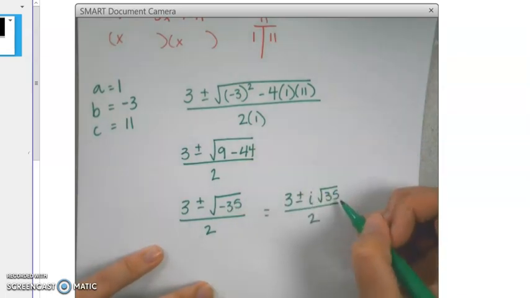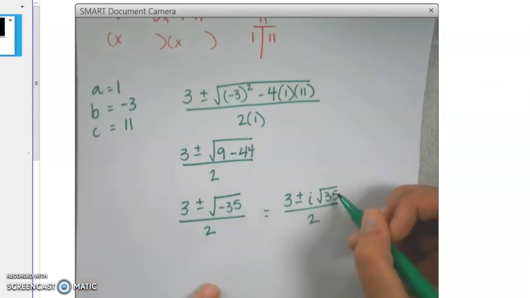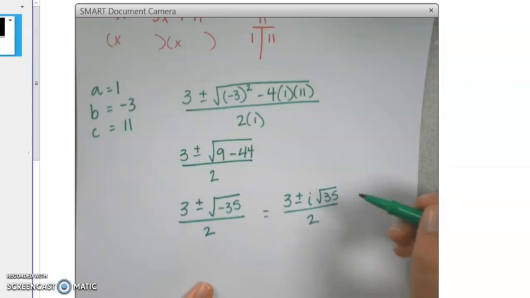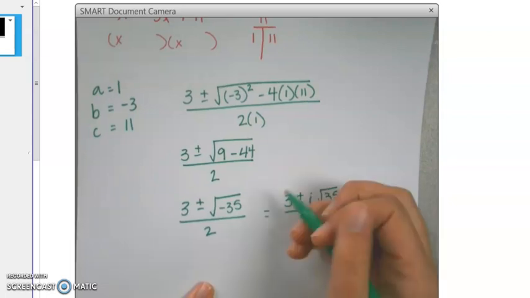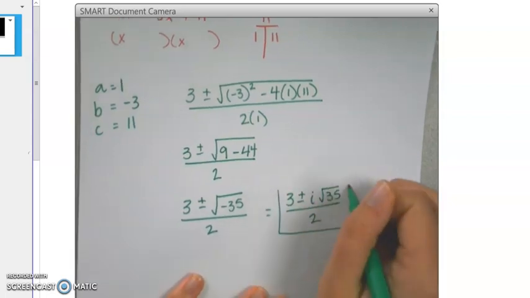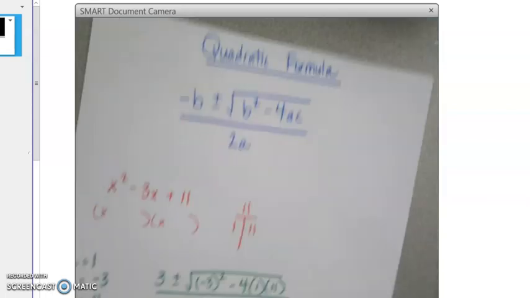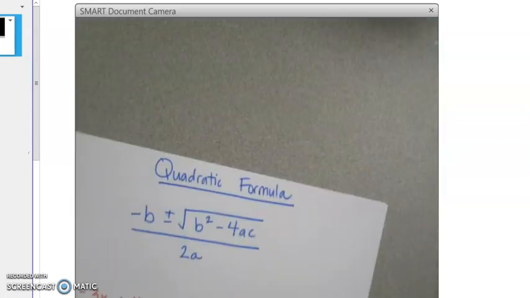Now, sometimes you can break down this 35. This particular number doesn't actually break down in this example. 35 is made by 7 times 5, and 7 and 5 are prime, so we can't break this down anymore. So this is my final answer. These are my factors. It's a little more complex than normal, but that's how the quadratic formula works. Okay, we're going to do one more example.